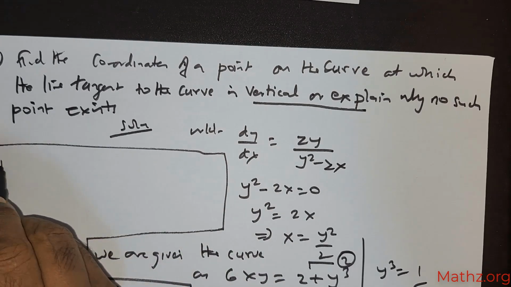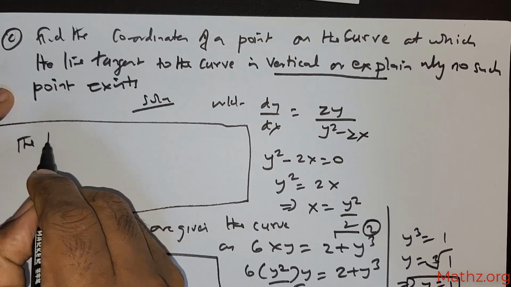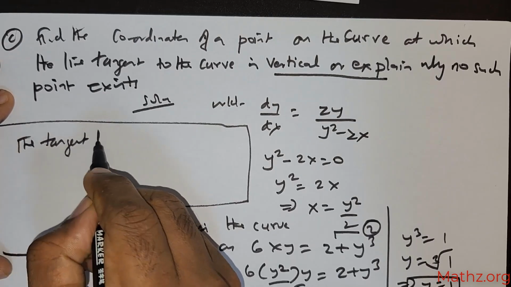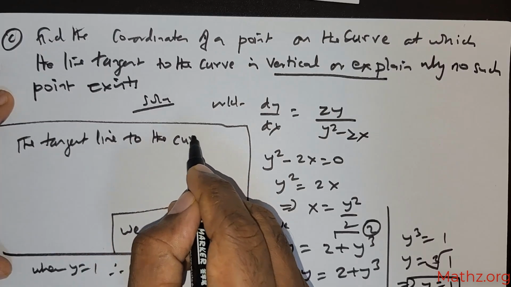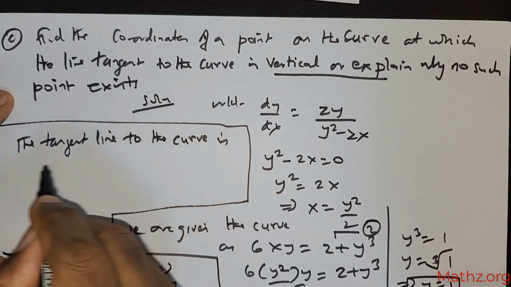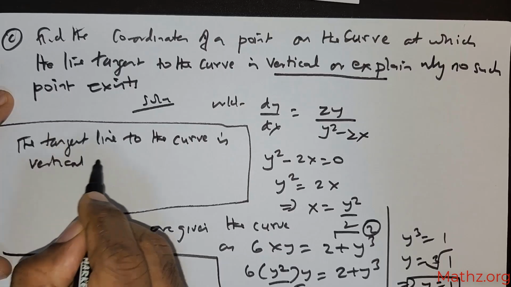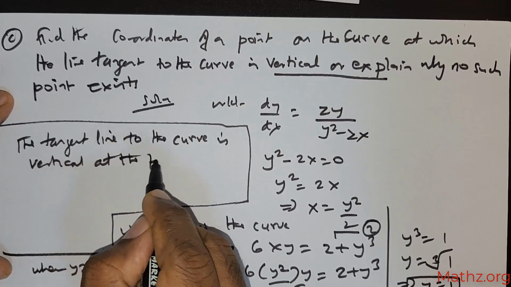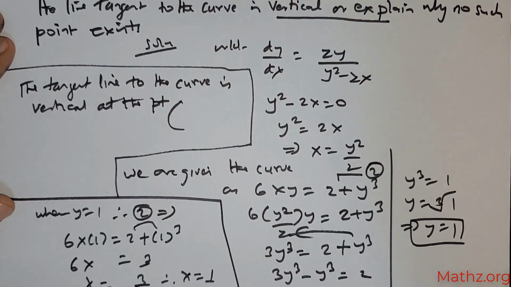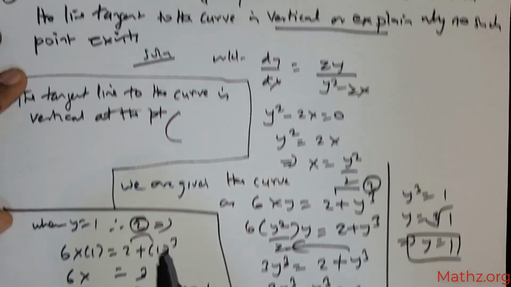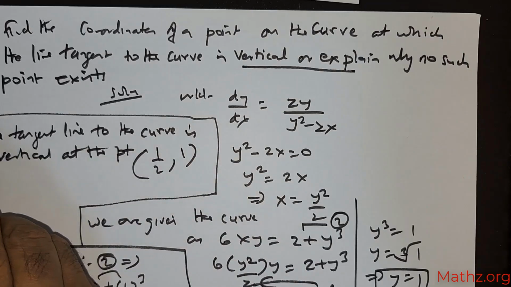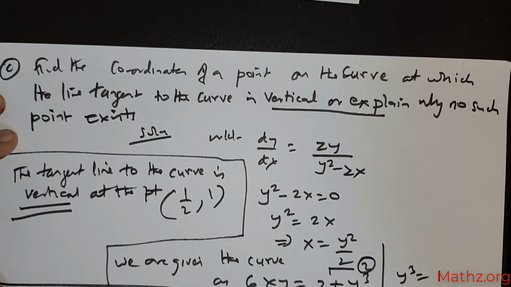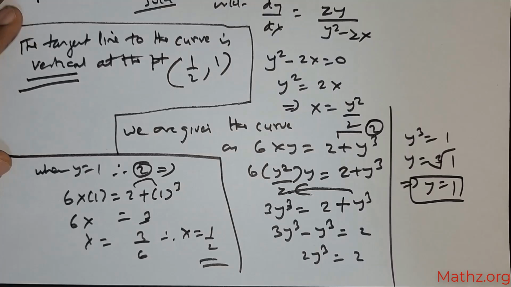So you need to write the conclusion like this: the tangent line or line tangent to the curve is vertical at the point where the x value is what? 1/2. Y value is what? 1. So that is the conclusion, and this is the complete working for this question.